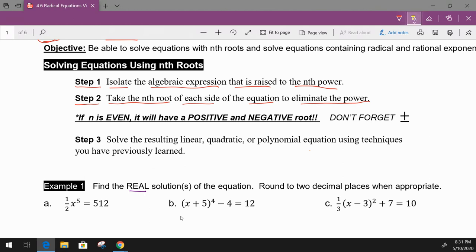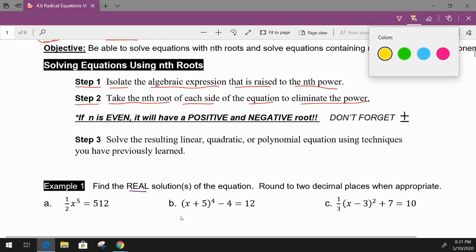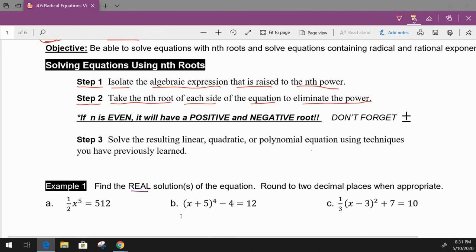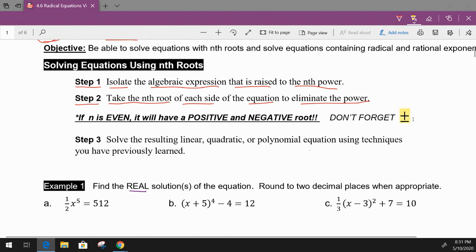And then this third note here is very important: if n is an even root, it will have a positive and negative root. So do not forget the plus minus.